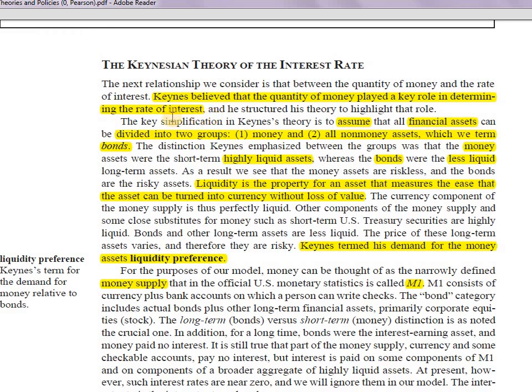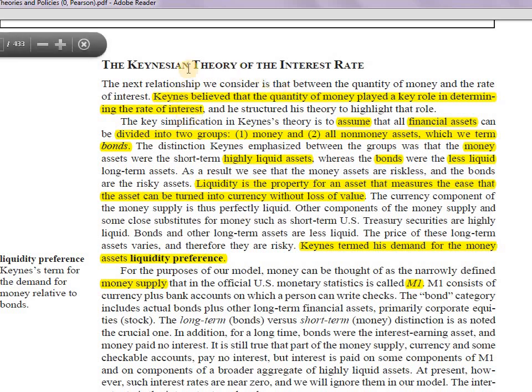Now let's pause a bit and contrast it with the classical version. What do classical economists say? Classical economists say that the quantity of money determines the price level in the economy. Higher the quantity of money, higher shall be the price level, and so higher shall be the nominal income. But in the Keynesian case, quantity of money is definitely not impacting prices. Rather, it is playing a very important role in determination of the rate of interest.